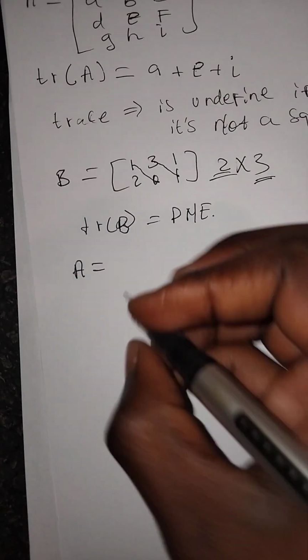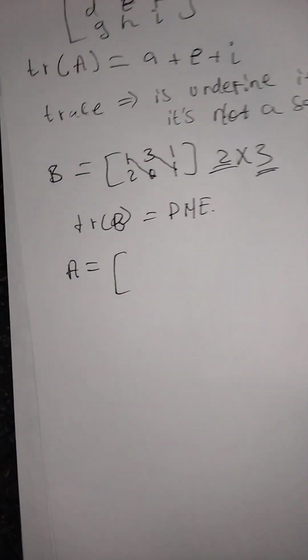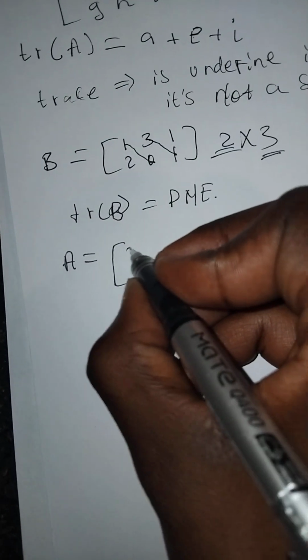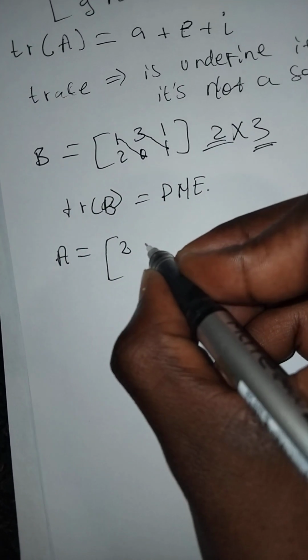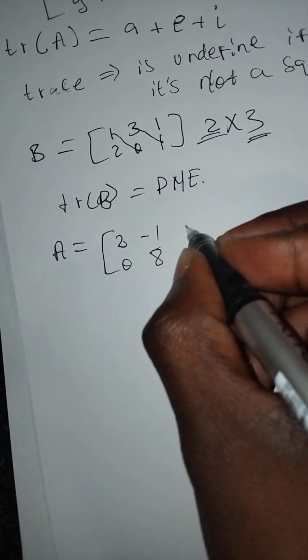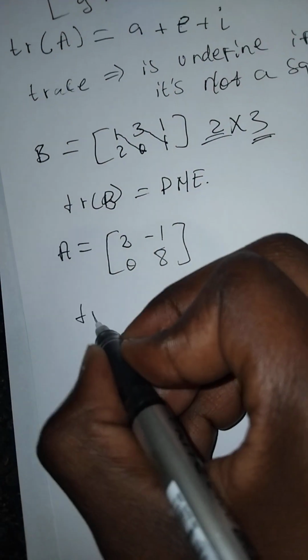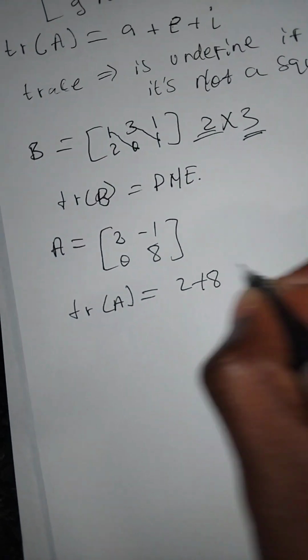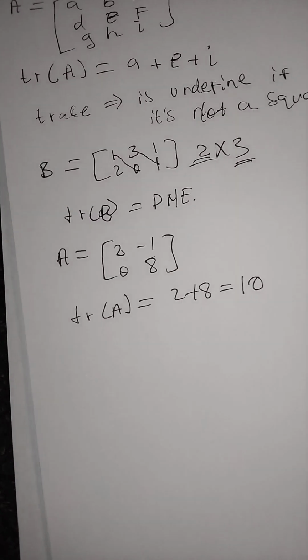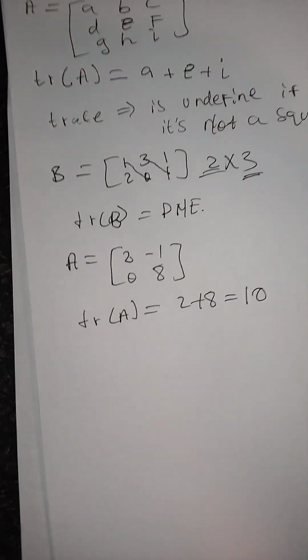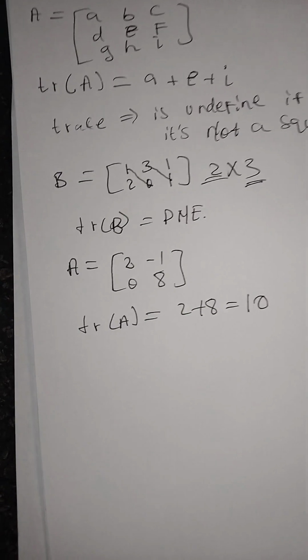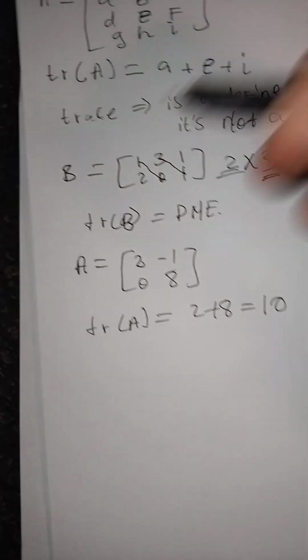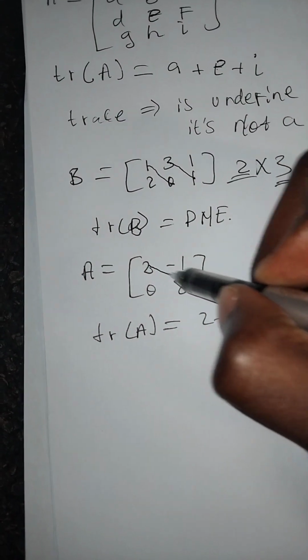Let's suppose you have a matrix A. Remember, it always has to be a square matrix. So let's say we have 2, -1, 0, 8. So basically the trace of matrix A is going to be 2 plus 8, which gives us 10, like that. Okay, so yeah, traces are actually straightforward. As long as you have a square matrix, you just take the sum of the diagonal.